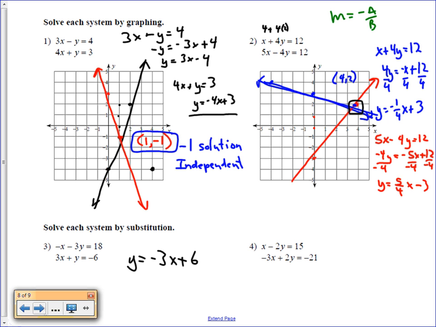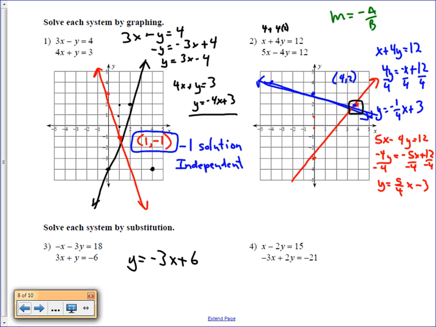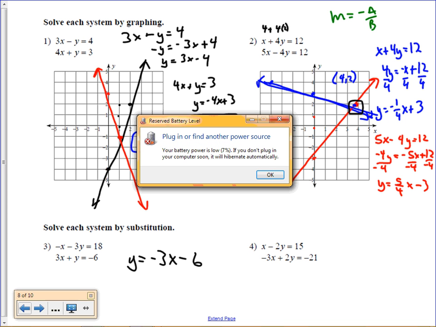So now, what I've got here is y equals negative 3x plus 6. I'm sorry, let me see. Minus 6. Thank you. y equals negative 3x minus 6, and negative x minus 3y equals 18.